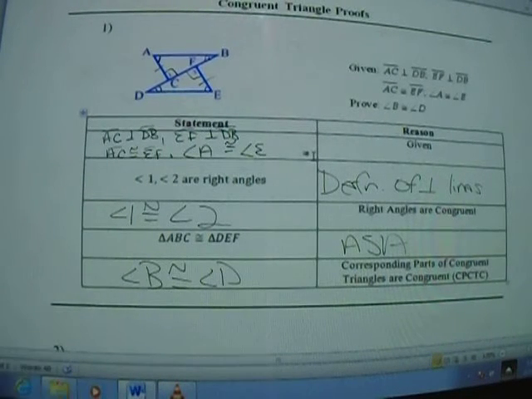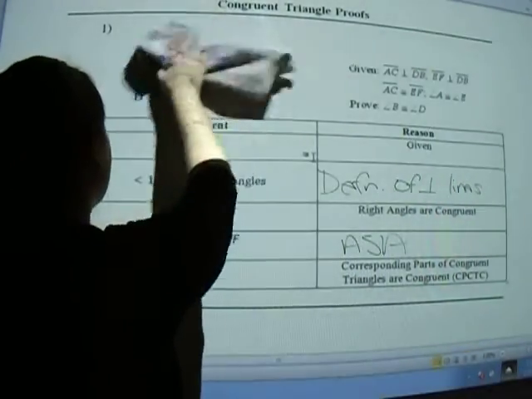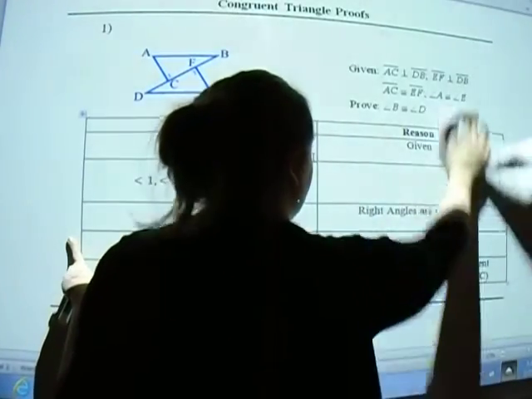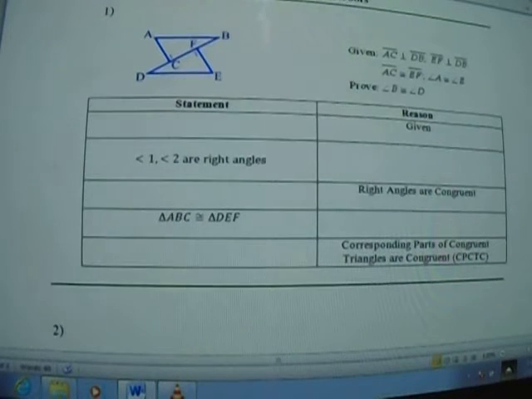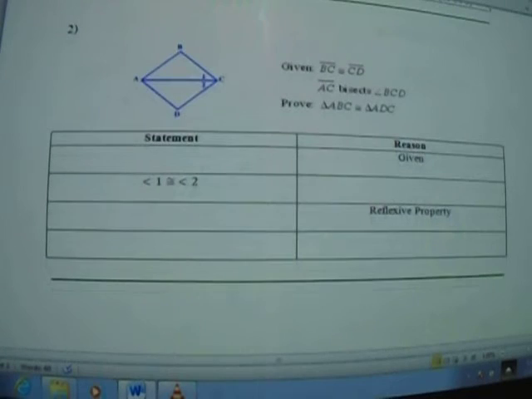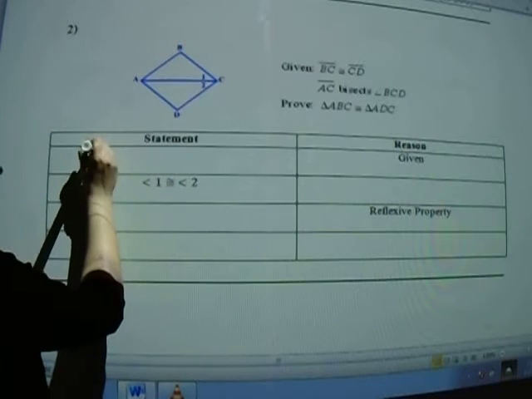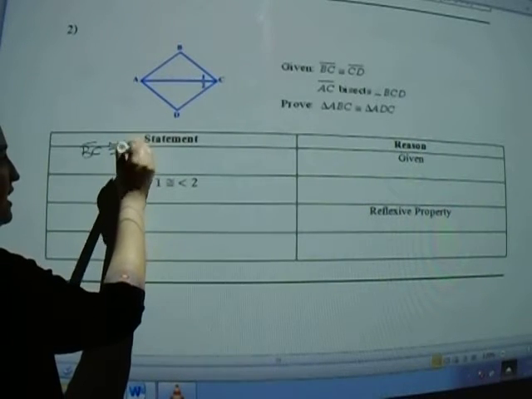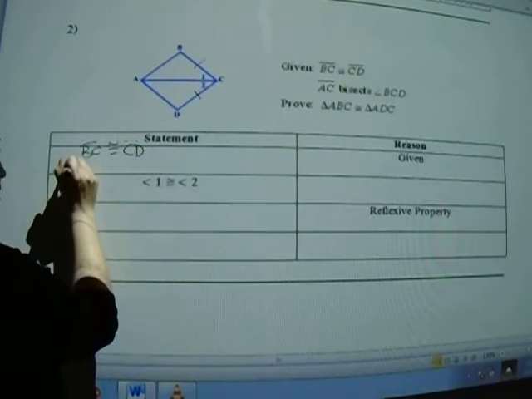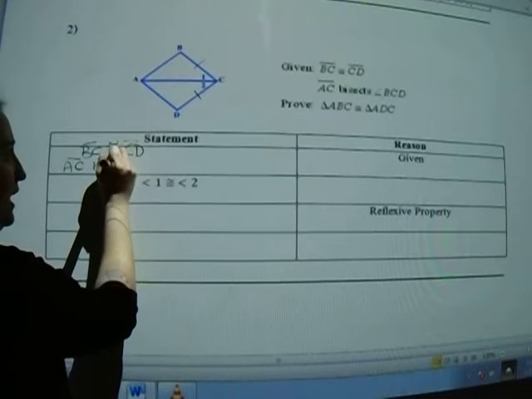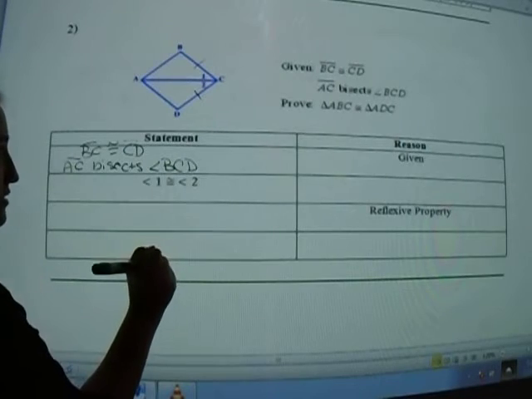So we're going to go on to number 2. Alright, number 2. So given line BC is congruent to line CD, so BC is congruent to CD, AC bisects angle BCD. Alright, those are our givens.